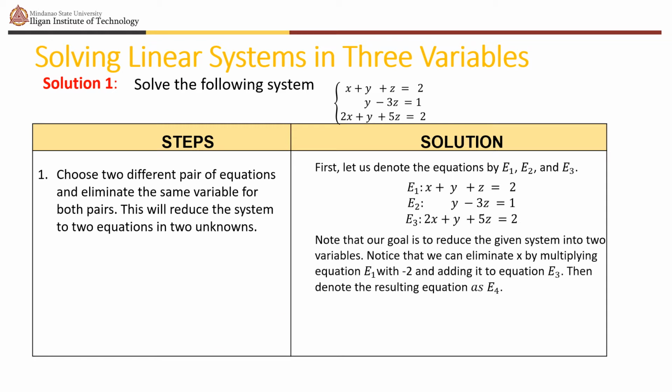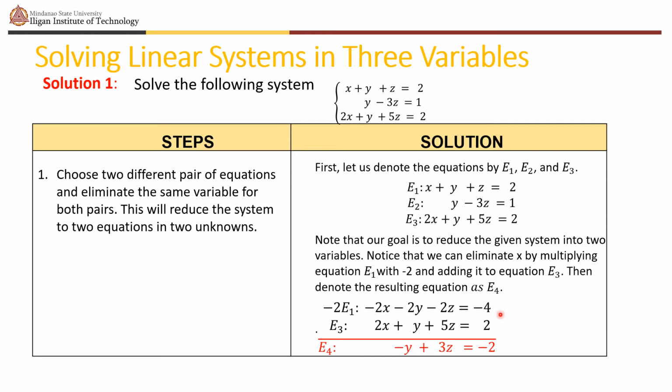Note that our goal is to reduce the given system to two variables. Notice that we can eliminate x by multiplying equation E sub 1 by negative 2 and adding it to equation E sub 3. Then we denote the resulting equation as E sub 4. So we have it here, multiplying E sub 1 by negative 2. This is our E sub 1. So you come up with minus 2x, minus 2y, minus 2z.